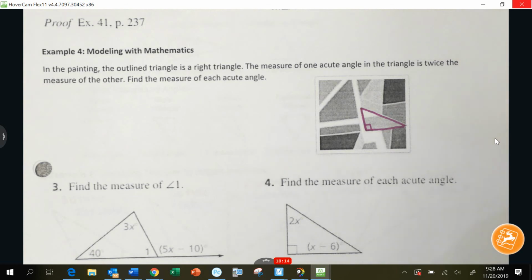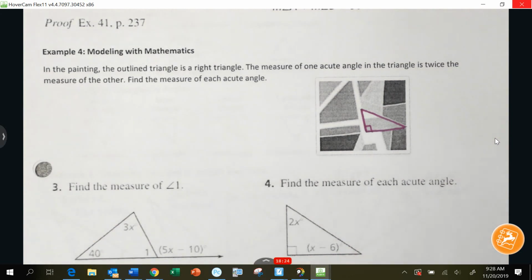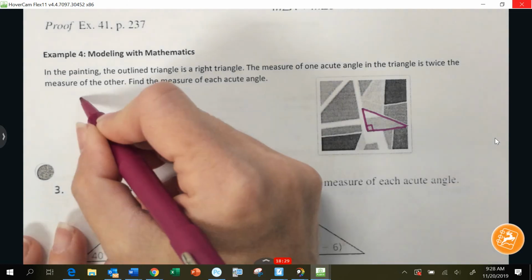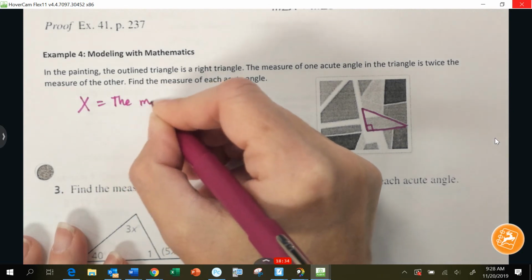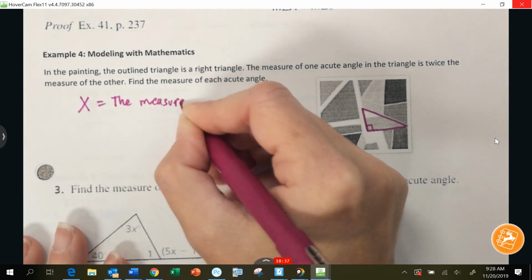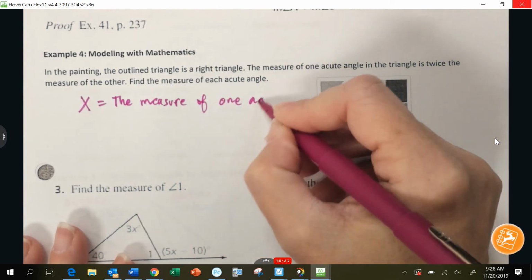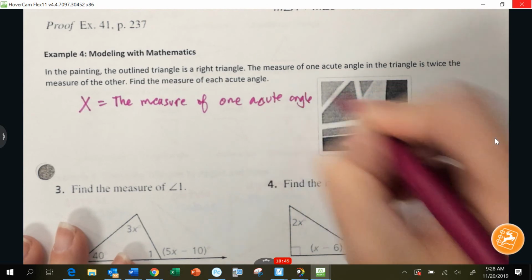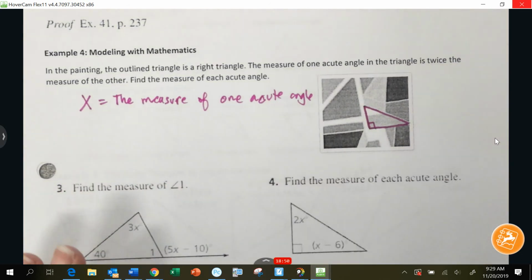That sounds great. I'm going to show you algebraically how we can do this if it wasn't such an easy answer, okay? So here, I don't know either of these angles. Let's give one of the angles a variable, okay? So how about x is going to be the measure of one acute angle. And this says the measure of one acute angle is twice the measure of the other.